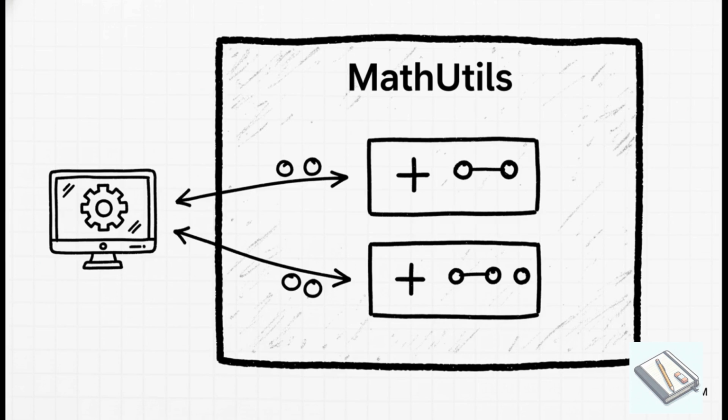So how does Java know which one to call? It's simple. It looks at the parameters. One add method takes 2 integers, the other takes 3. When you write your code, the compiler sees whether you provided 2 or 3 numbers and locks in the correct method before the program even runs. That's why we call it compile-time polymorphism.